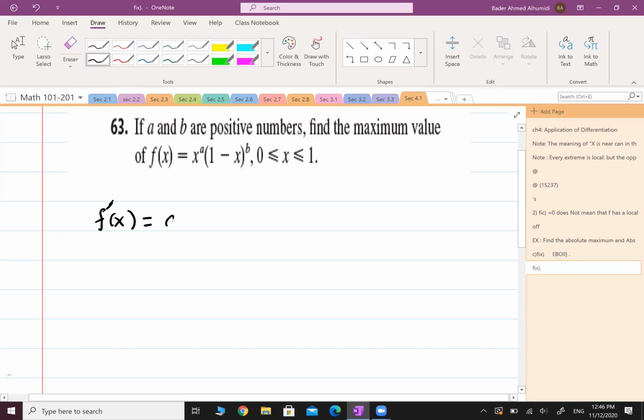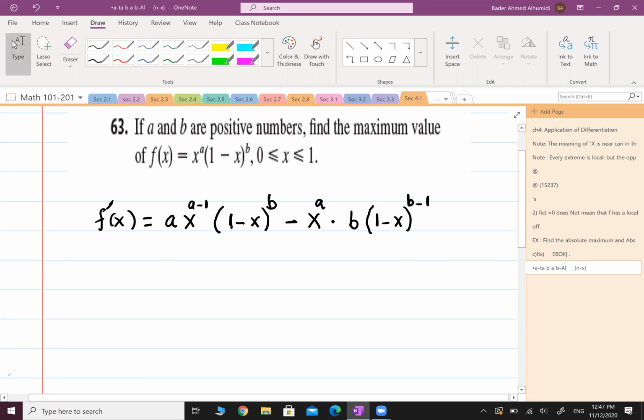Of course, the derivative of the first one will be a x to the power a minus 1 times the second one, 1 minus x to the power b, plus the first one, x to the power a, times the derivative of the second one, which is b times 1 minus x to the power b minus 1 times a minus sign coming from the inside bracket. So there is a minus sign here.